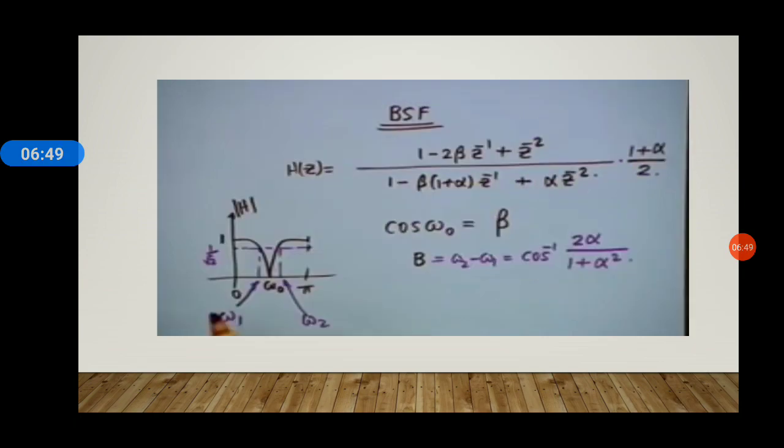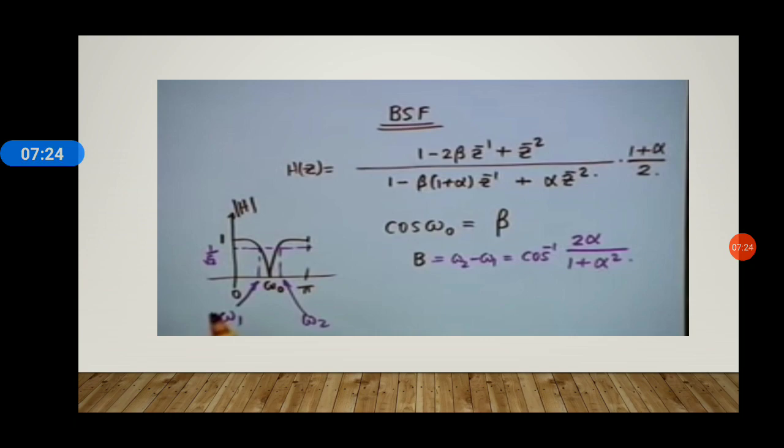Similarly, for a band stop filter, H(z) is equal to (1 minus 2 beta z inverse plus z to the power minus 2) divided by (1 minus beta (1 plus alpha) z to the power minus 1 plus alpha z to the power minus 2), into (1 plus alpha) by 2, which is the scaling factor introduced in order to maintain the required values at the required frequencies.